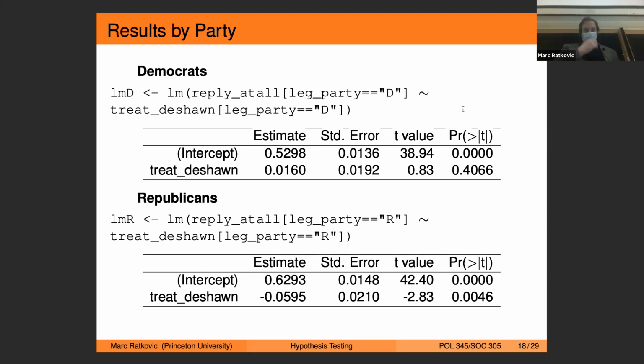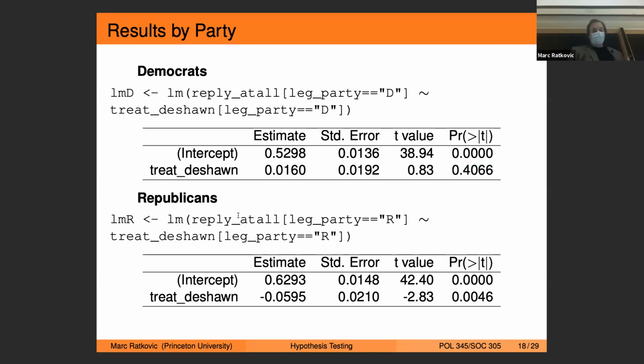Let's take this and separate the data into Democrats and Republicans. What we see here is that Democratic legislators replied to Jake 50.98% of the time, and they replied to Deshaun about 1 percentage point more, with a difference of 0.019, a t value of 0.3, and a p-value of 0.66. What we see is that Democratic legislators reply to Jake and Deshaun about equally.